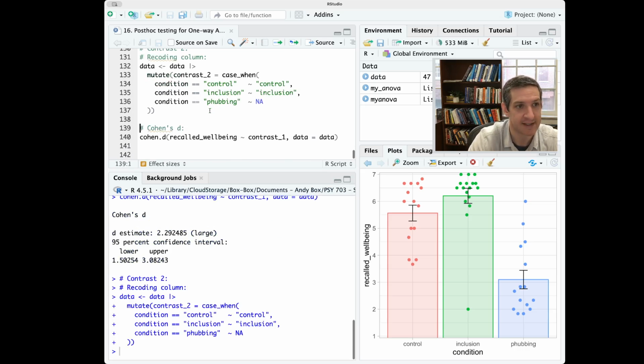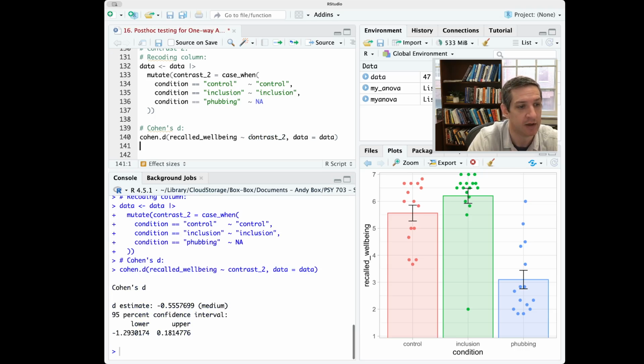So when we run this and compute the Cohen's d for contrast 2, comparing control versus included, we calculate that the Cohen's d is 0.56. So there you go. That's how you compute both the planned contrasts with the hypothesis tests and also the Cohen's d effect sizes for each of those planned contrasts.